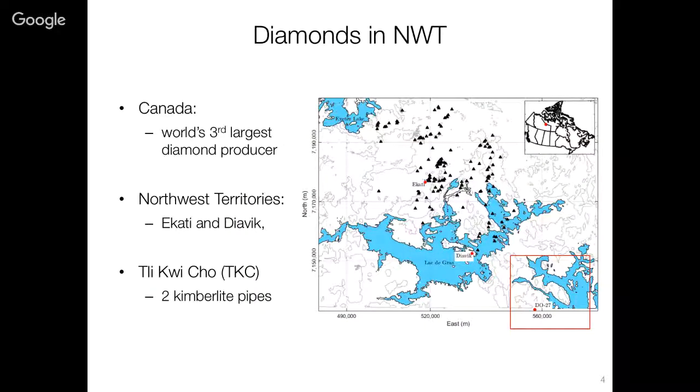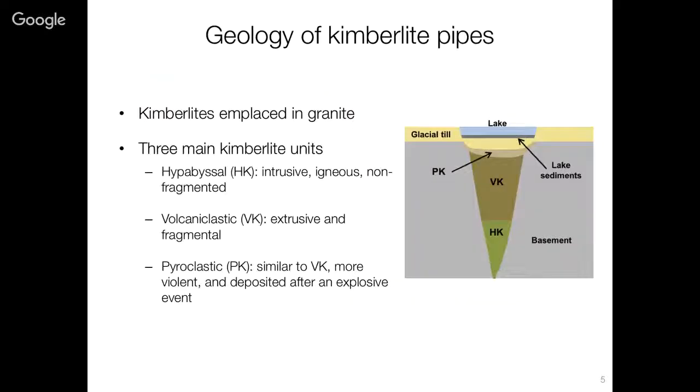This is diamonds in Northwest Territory. Canada is actually the 3rd producer. And the area of interest is called Tli Kwai Cho. It's hard for me to pronounce, so I'm just going to call it TKC. And it's got 2 kimberlite pipes in it, a DO18 and a DO27. So for people who don't know much about kimberlites, here is basically the idea.